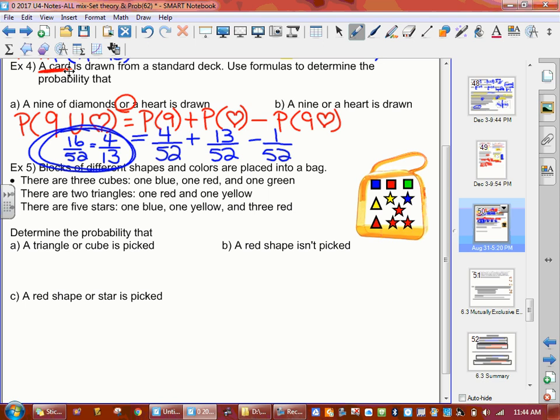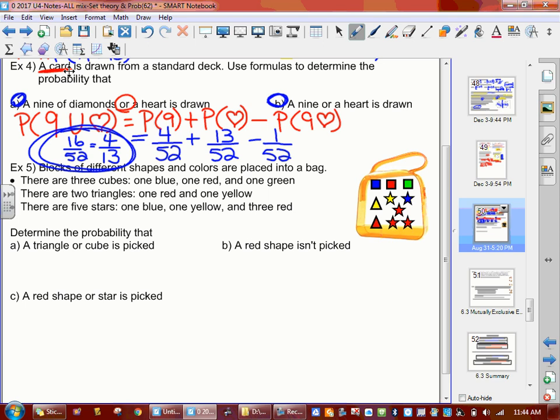Okay, as we can see, Miss Tuck kind of read the question backwards. So look at what happened, guys. This one is B. I didn't do A yet. Because A says a 9 of diamonds or a heart, and then B just says a 9 or a heart. So I have to do A after. So this is actually the answer for B, just so you know. So just put your answer for B on this one. So a 9 or a heart, you have to subtract the 9 of hearts.